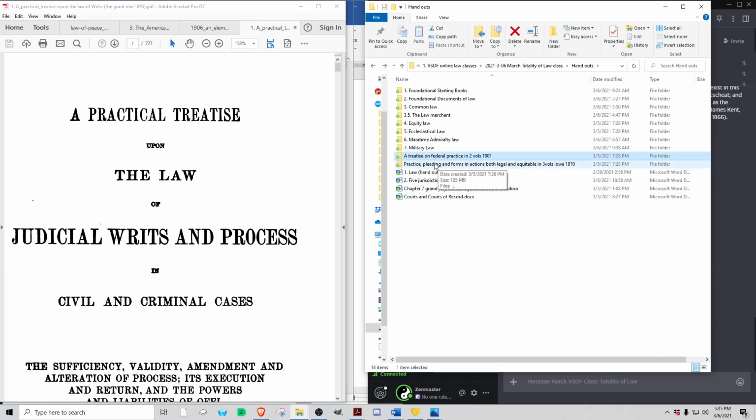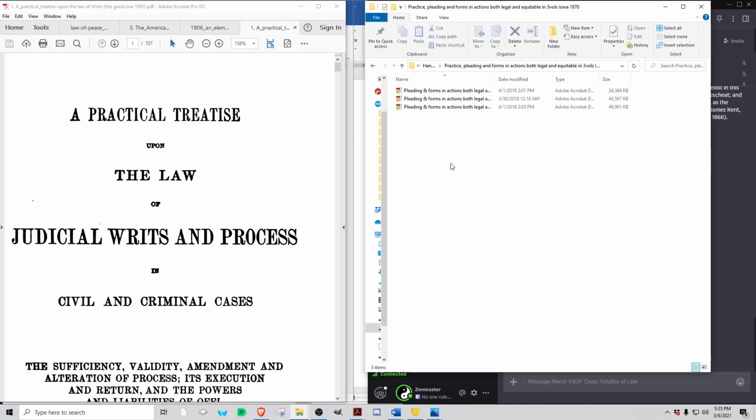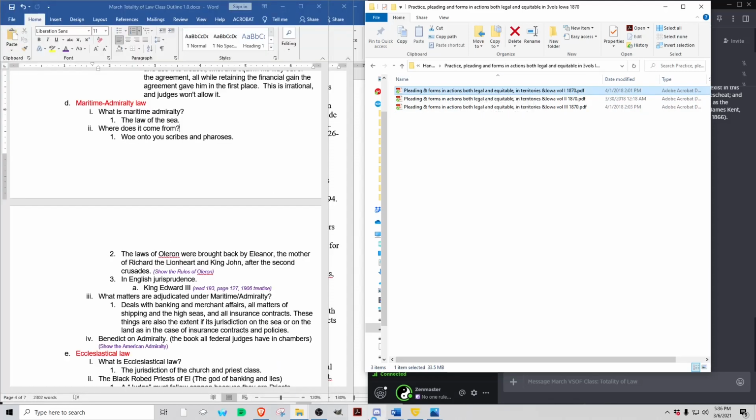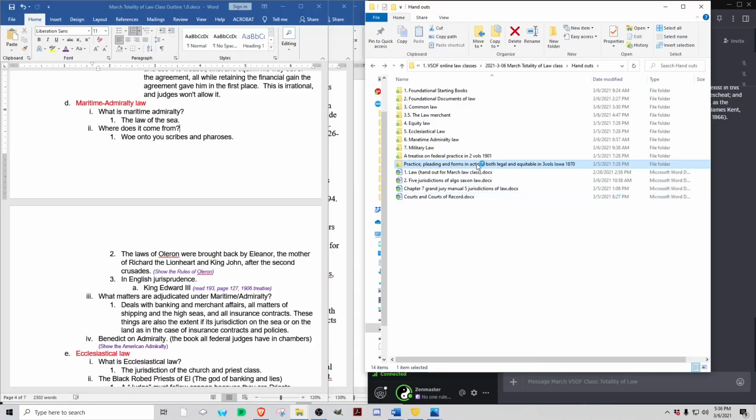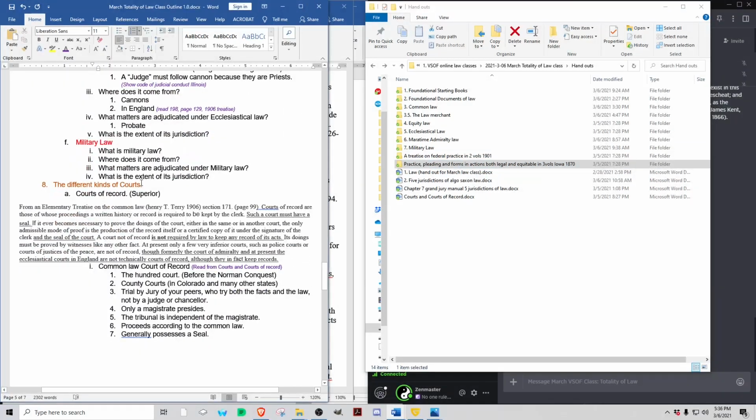And then one of the other last things that I have is Practice, Pleading, and Forms and Actions, both legal and equitable. So that's at law and equity, in 3 volumes. And this is 1870, so this is 1 year before the United States Federal Corporation came into existence. And yes, it says it's for Iowa, but you can really use it as a document for any state. So you guys can look over that at your leisure. And let's see where else we're at. Let me get back to the outline here.